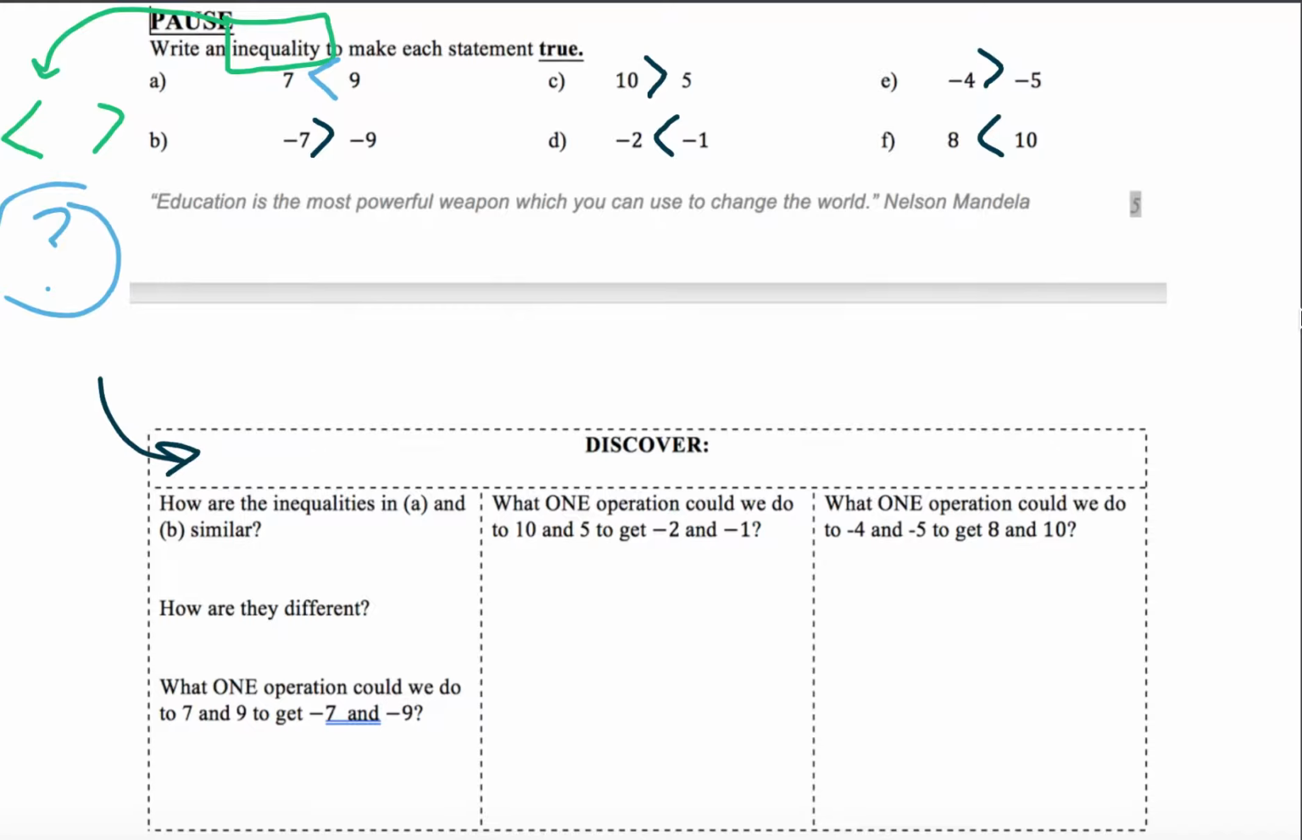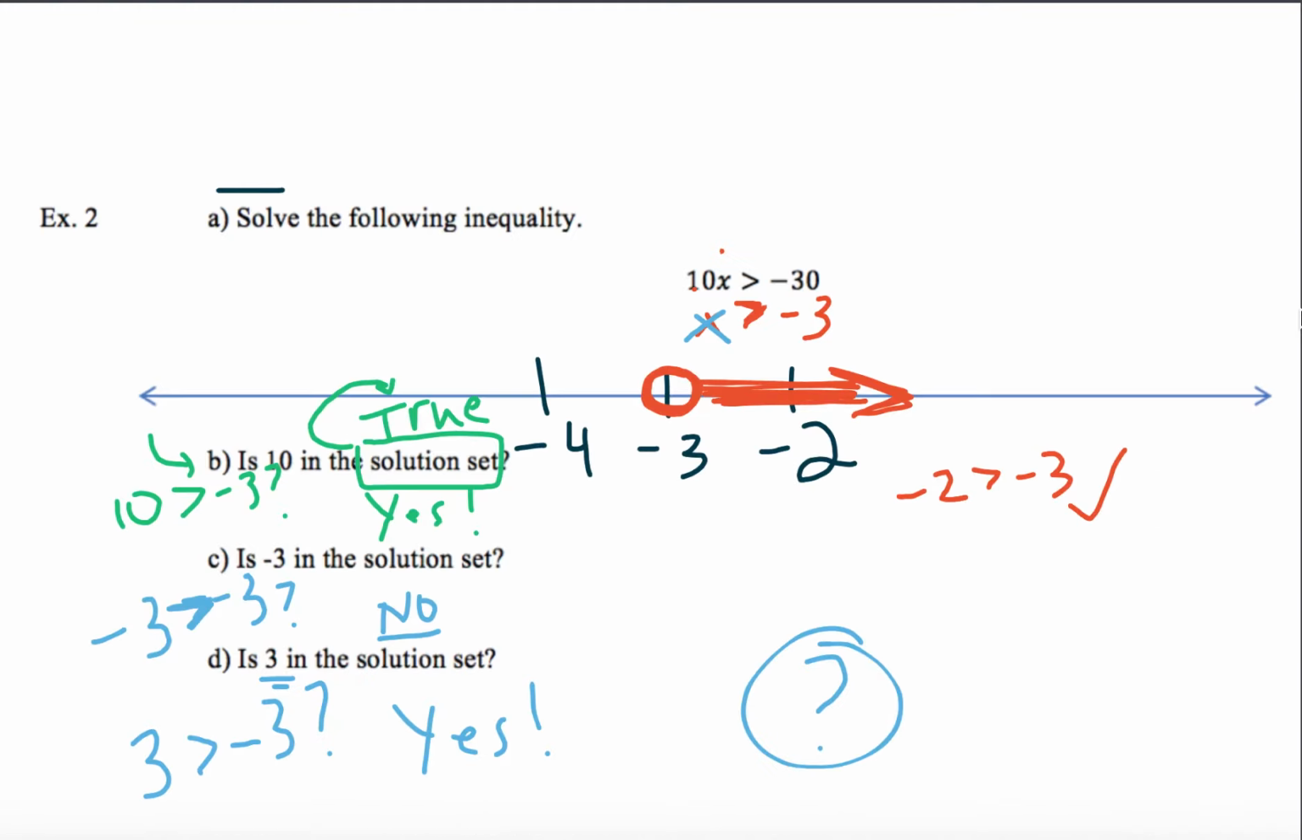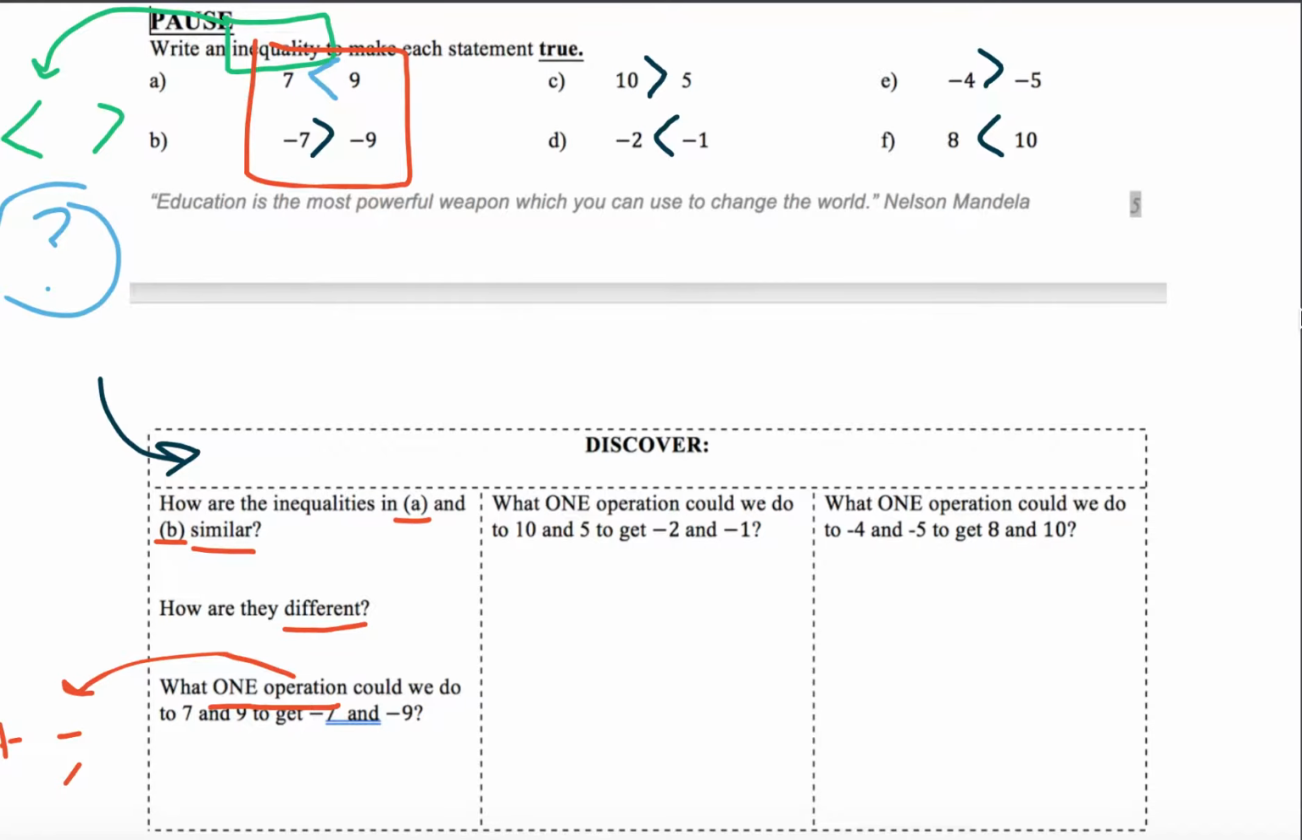This is where we're trying to look for patterns. It says, how are the inequalities in A and B similar? So we're looking at these 2 inequalities. Pause and write down what you notice about how they are similar. And how are they different? Think about what one operation, so operations, addition, subtraction, multiplication, division, could we do to 7 and 9 to get negative 7 and negative 9.